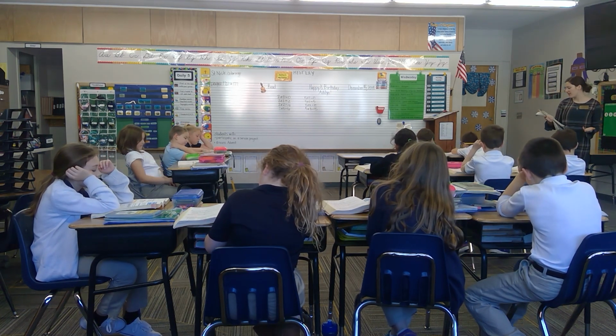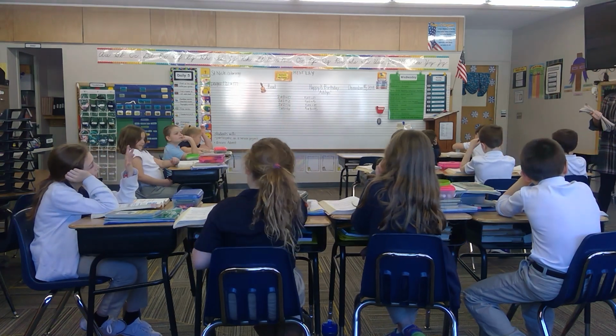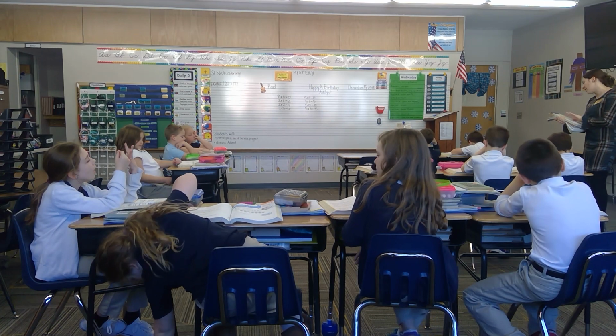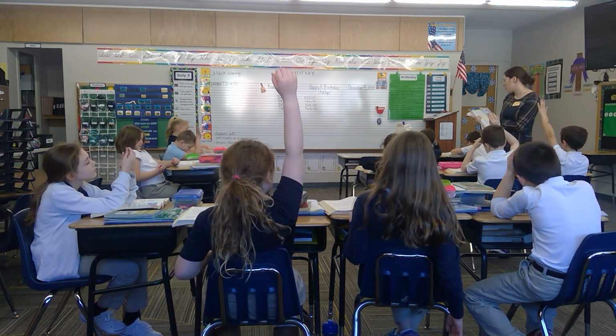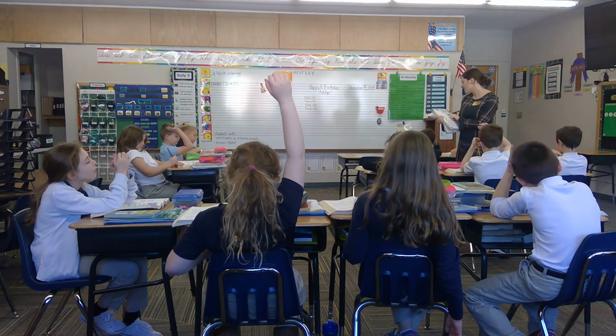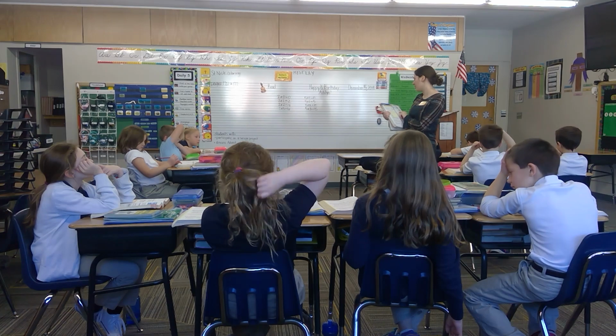Okay, so he has 7 nickels. So how much is a nickel worth? Wesley? 5 cents. 5 cents, okay? So we're going to be counting by 5s. So how much money does he have if he has 7 nickels? So 1 nickel equals 5 cents. We're going to skip count by 5s to find 7 times 5 cents, okay?